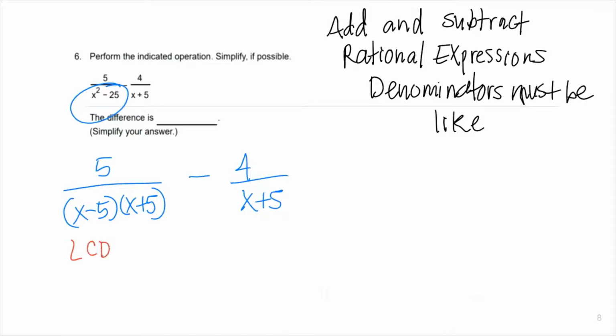So to get the LCD, I write everything from the first fraction, the first denominator. So I write everything from the first one. And then I look at the second to see if there's anything I need to add or if anything is common. So I have an x plus 5 already, so I don't need to add anything. My LCD is going to be x negative 5 times x plus 5.